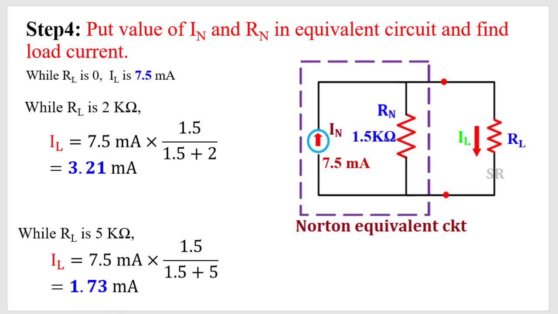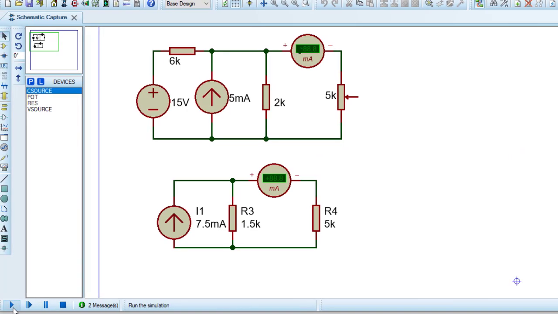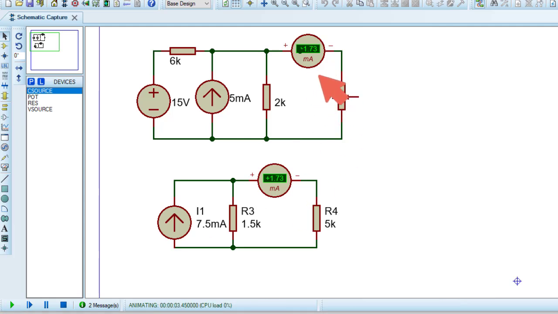Now I am showing in simulation, running the simulation. See here, in the main circuit the current is 1.73 milliampere. In the Norton equivalent circuit also the current is showing 1.73 milliampere. So my calculation is perfect.